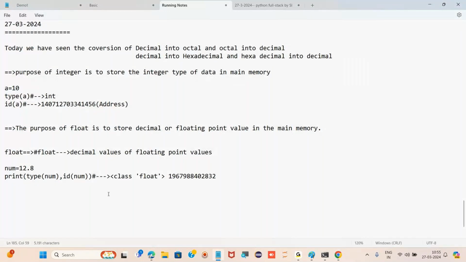Getting my point? Understood? Are you able to understand this whole concept? What we have seen? Fine.